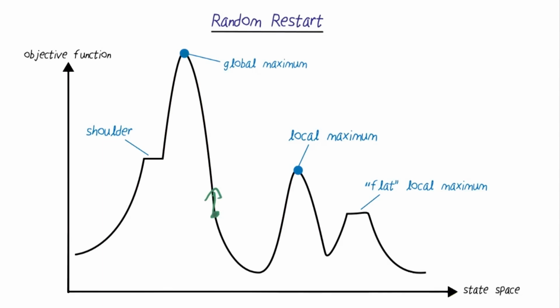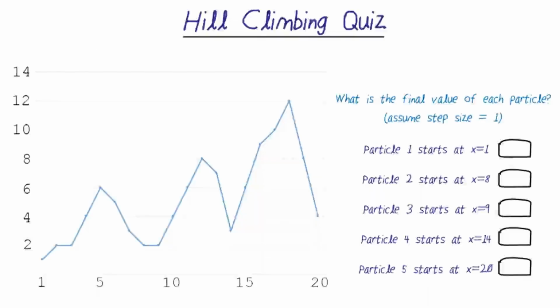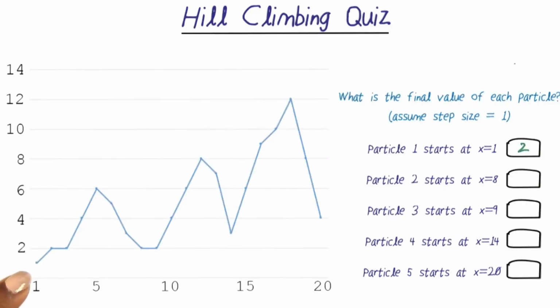Yep, let's try a quiz on what we've learned so far. We are going to consider multiple starting points for the hill climbing algorithm in this quiz. By convention, we'll call these particles. So for each of these particles, tell us their value, assuming your algorithm has a step size of 1, and that it stops when no positive gradient is found. Particle 1 starts at x equal to 1 and follows the positive gradient up, but then it gets stuck at the shoulder, where y equal to 2.